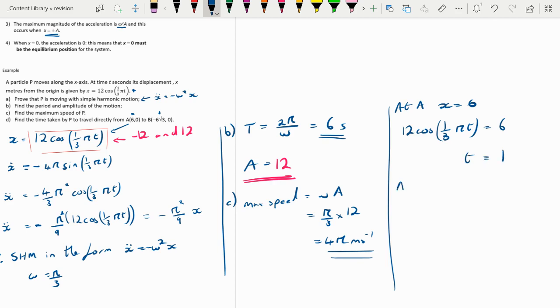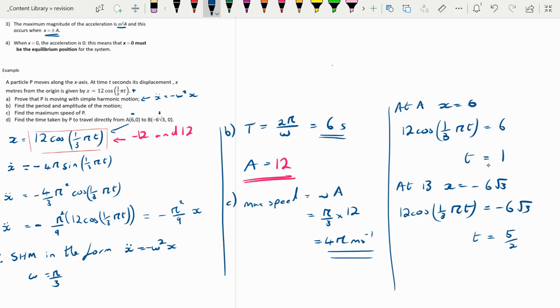Then let's do at B. x is going to be minus 6 root 3. So I've got 12 cos of a third pi t is going to equal minus 6 root 3. And again, let's solve that for t. It's going to give me 5 over 2. So it's taken 1 second to go from its center to 6, and then it's taken 5 over 2 to go from the center over to this distance here.